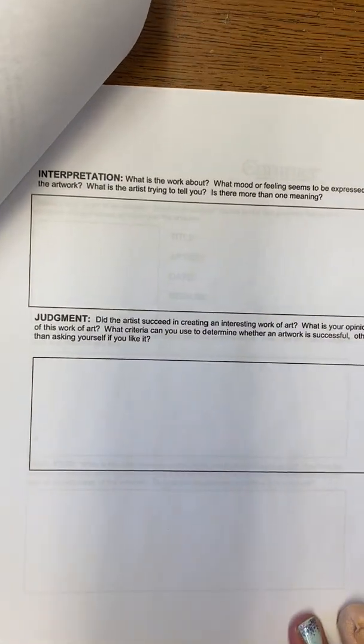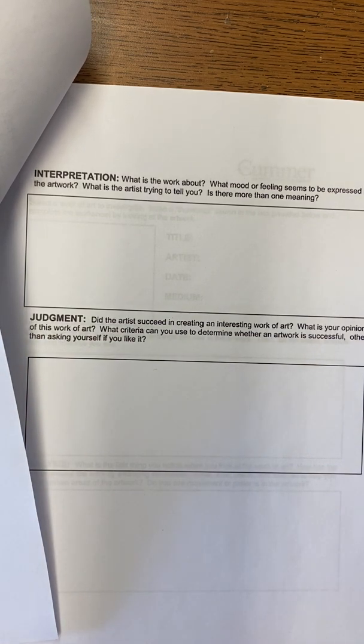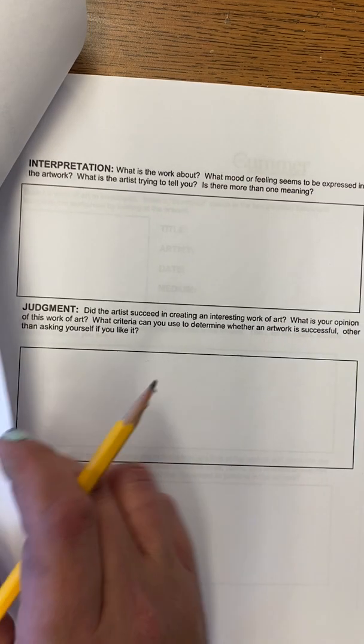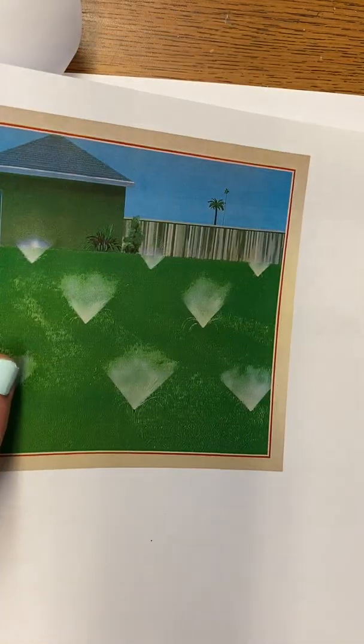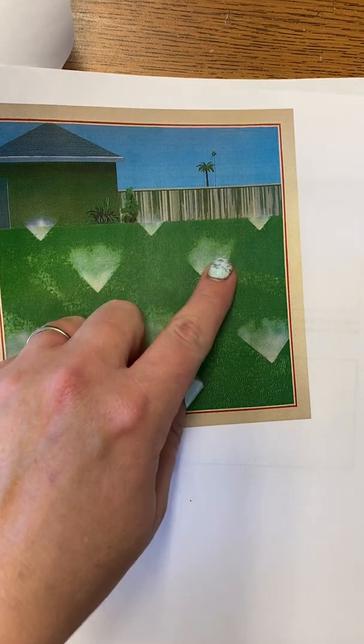Next set of squares. What is the work about? What mood or feeling does it seem to be expressed in the artwork? All right, about sprinklers. Let's see. What's the artist trying to tell you? Is there more than one meaning? Now, I got to tell you, the more I think about this, I think it's less about sprinklers and more about the saying, the grass is greener on the other side of the fence. So, you know, there's even a fence there.